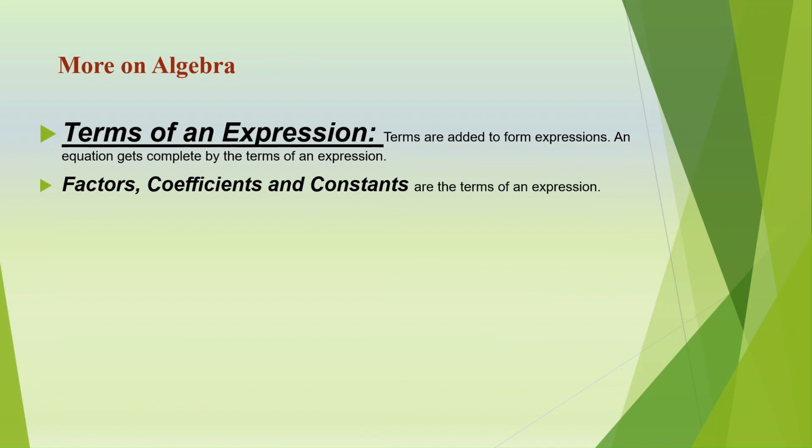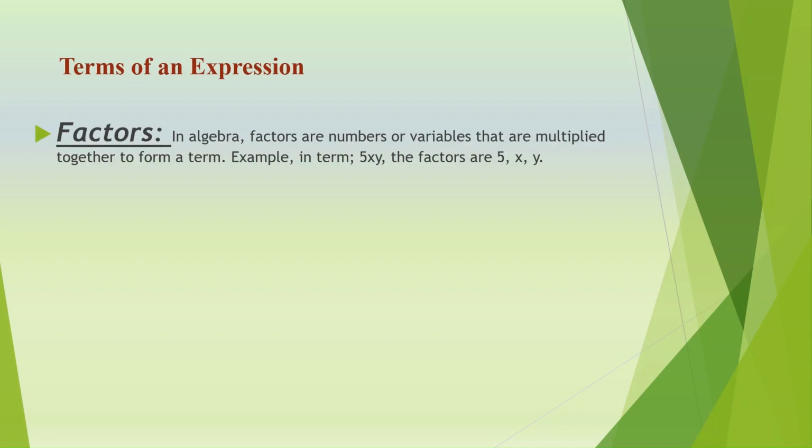You already know what constants are. Now, let us learn what are factors and coefficients. Factors. In algebra, factors are the numbers or variables that are multiplied together to form a term. Example, in the term 5xy, the factors are 5, x, and y. So basically, factors are numbers or variables that are multiplied together to form a term.